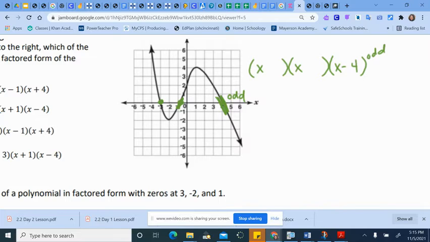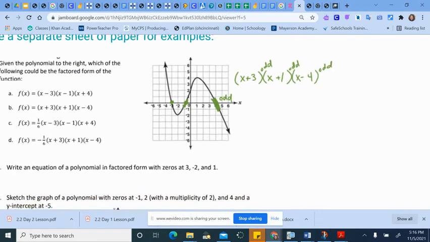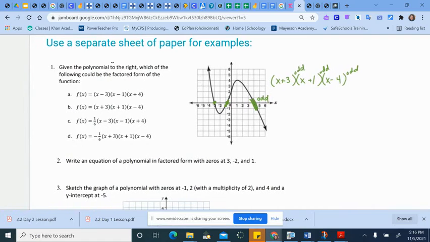Now let's look at this -1. X minus -1 is really +1. It passes through, so that's going to have an odd exponent. X minus -3, so that's +3, and it passes through, so it's going to be an odd exponent. None of them bounce that time. So I don't care what odd exponent it is, but it better be odd on all three of those. So x plus 3, plus 1, minus 4. This one cannot be it because it does not have the right signs.